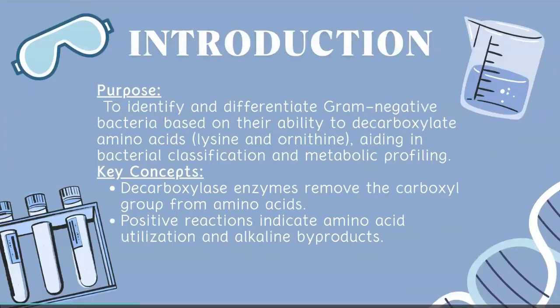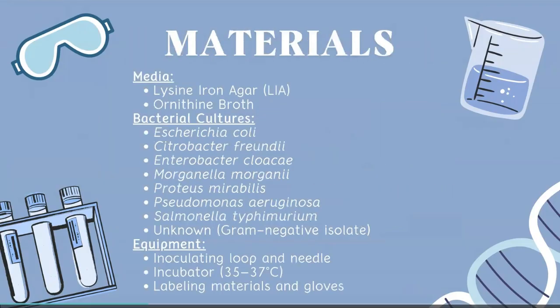In the introduction, we highlighted the purpose as well as the key concepts of this lab. So we identified and differentiated gram-negative bacteria based on their ability to decarboxylate amino acids using lysine and ornithine, which aided in bacterial classification and metabolic profiling. As far as the key concepts, decarboxylase enzymes remove the carboxyl group from amino acids, so positive reactions indicate amino acid utilization and alkaline byproducts.